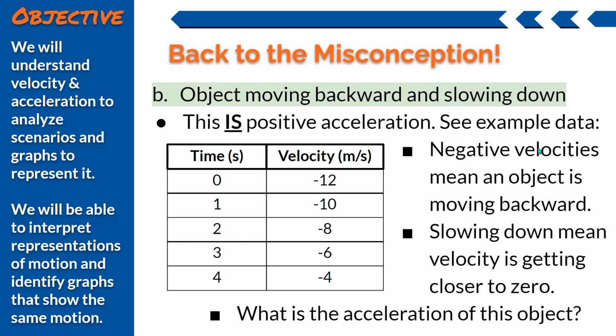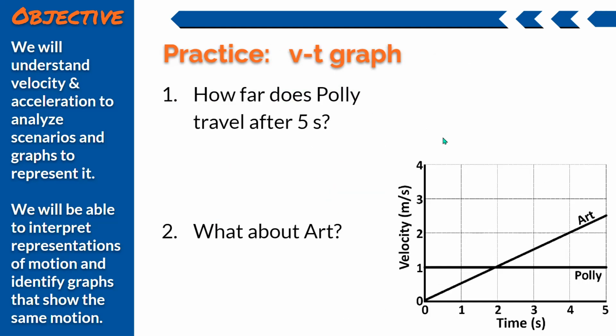Again, the negative velocities mean the object's moving backwards. Slowing down means that the velocity is getting closer to 0. Okay, but also if you see the word slowing down, you know in order for it to get closer to 0, your acceleration has to have the opposite sign of your velocity. That's how you get closer to 0. Okay, so this one has an acceleration of positive 2 meters per second every second. All right. Again, I told y'all it's a common misconception.